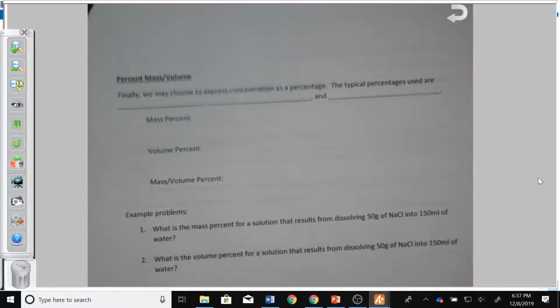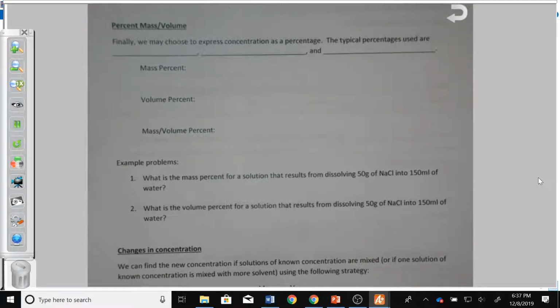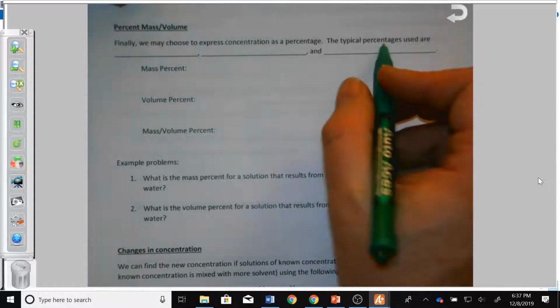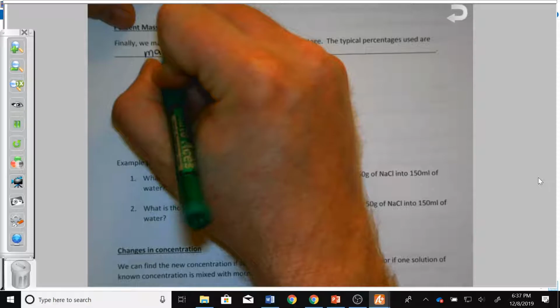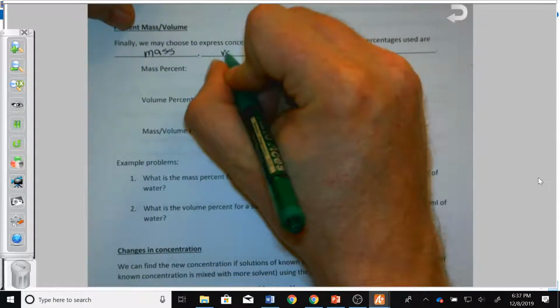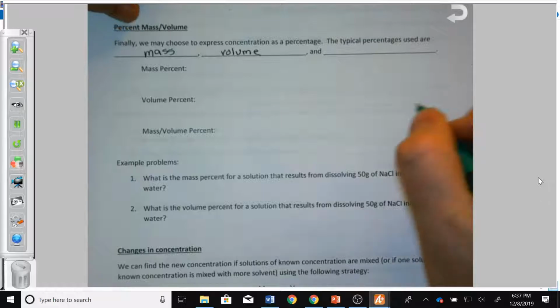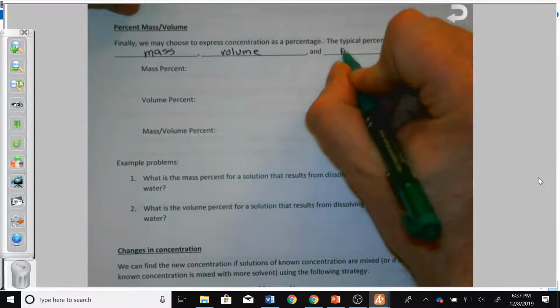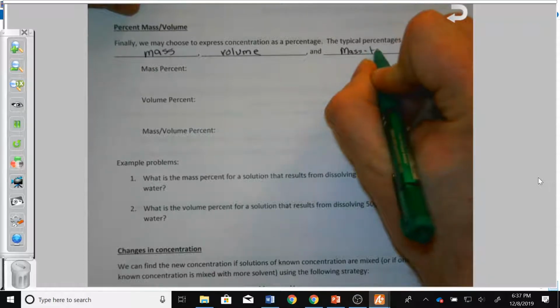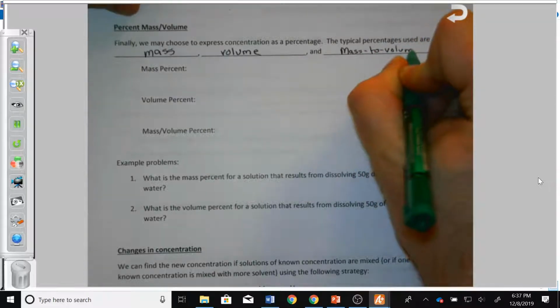Speaking of percents, we didn't think we were going to escape without talking about percents a little more, hopefully, because we will. So we have a few different ways we might use percents here, depending on application. And we're not going to really concentrate on any of these, but we need to show them, so we'll just go really quickly through this. Okay, the typical percentages used are mass to mass percent, or the mass percent, a volume to volume percent, or volume percent, and a mass to volume percent.